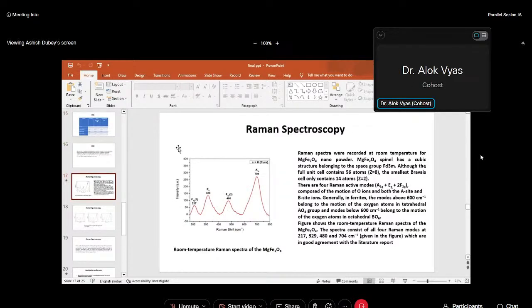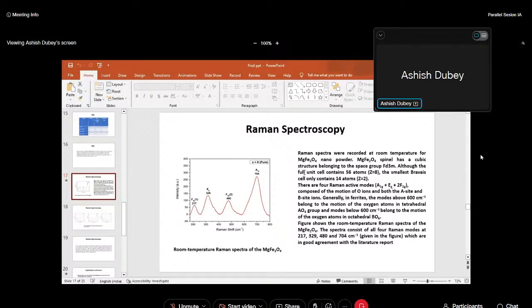Then we did the Raman spectroscopy, with the Raman spectra recorded at room temperature. We found that the MgFe2O4 spinel has a cubic structure belonging to space group Fd3m, and the unit cell contains 56 atoms, while the smallest primitive cell only contains 14 atoms. Now there are three Raman active modes that we found. Actually, four Raman active modes. Sorry, F2g, Eg, F2g, and A1g.